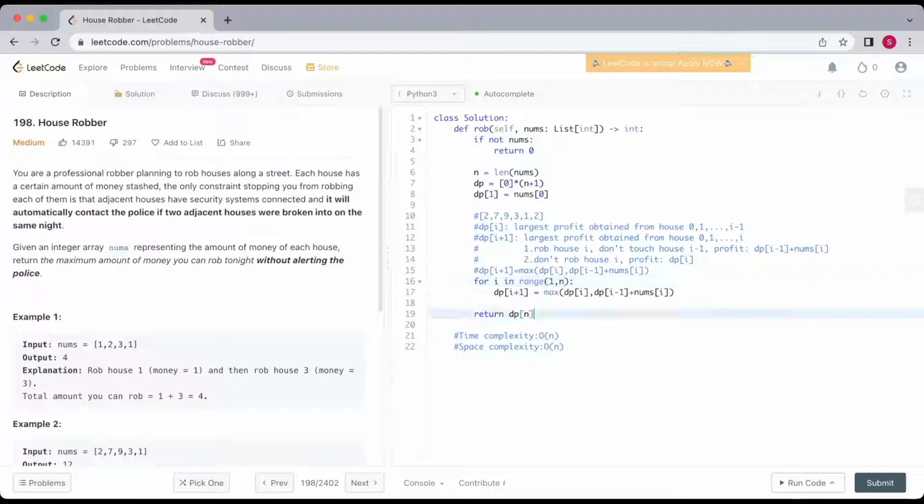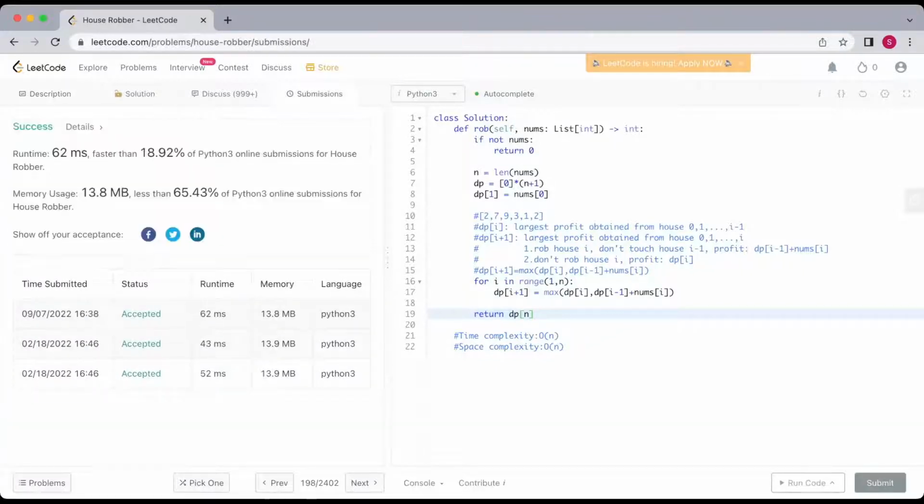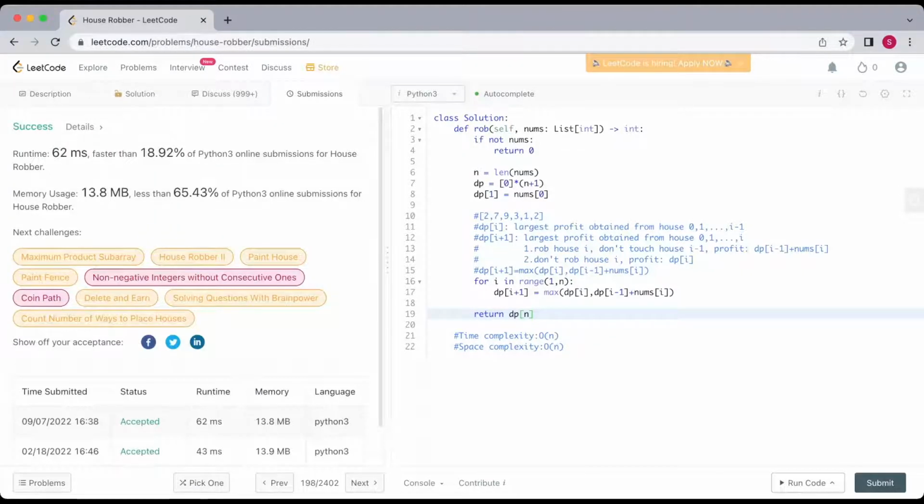So for dp[n], we will have the best solution to rob houses from house 0, 1 until house n minus 1, which is our problem. In this way, we will finish solving this problem by using dynamic programming. Okay, let's submit our solution. Yeah, success. So we finish.